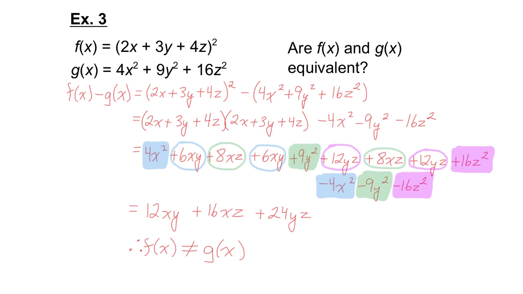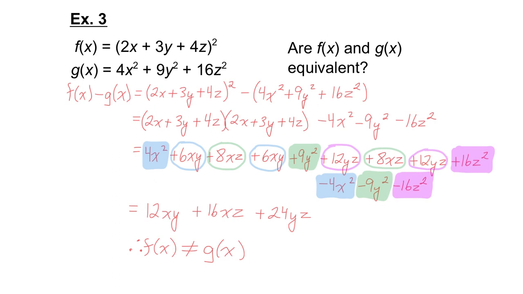Now I identify my like terms. So I've highlighted the x squared terms. Those are like terms, and they cancel out to 0. 6xy and 6xy simplify to 12xy. 8xz plus 8xz simplifies to 16xz. I also have the y squared terms. 9y squared minus 9y squared is 0. They cancel out.